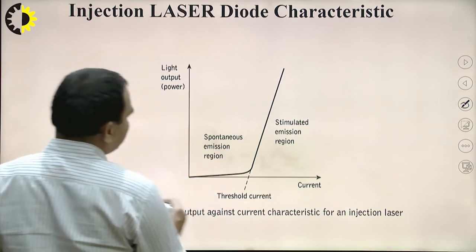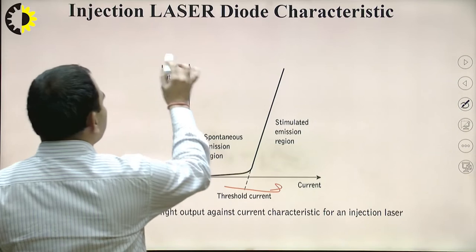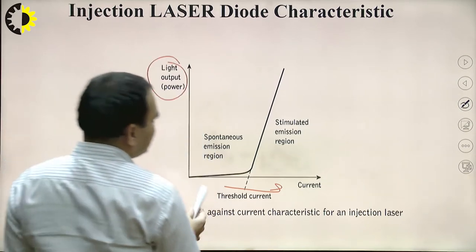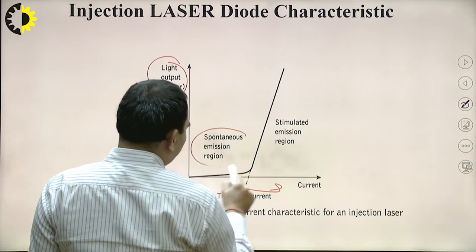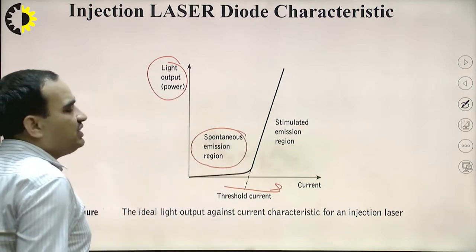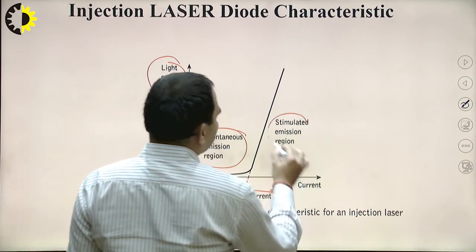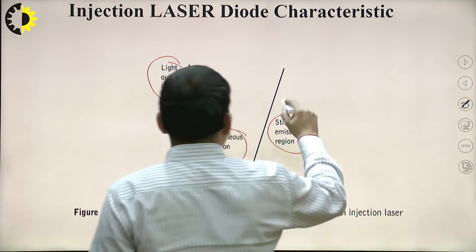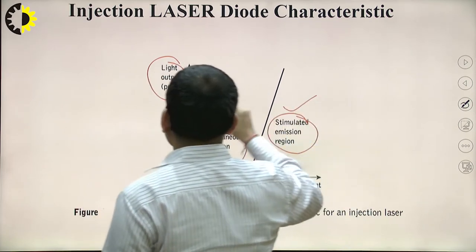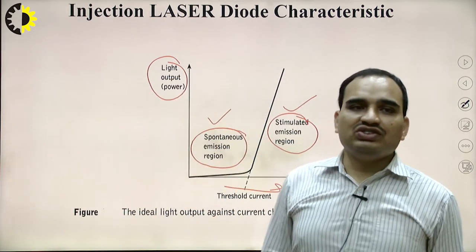As the current increases, we have the light output increasing in a linear fashion. Before the threshold current, we have the spontaneous emission. After the threshold current, it follows the stimulated emission region. So, this is the stimulated emission region in an injection laser, and this is the spontaneous emission region.